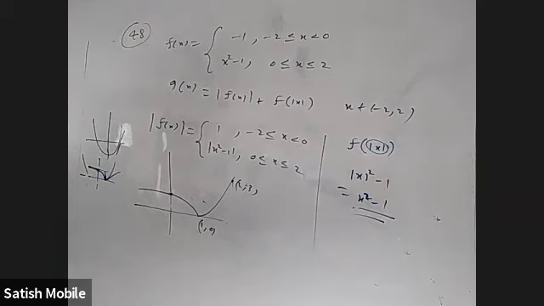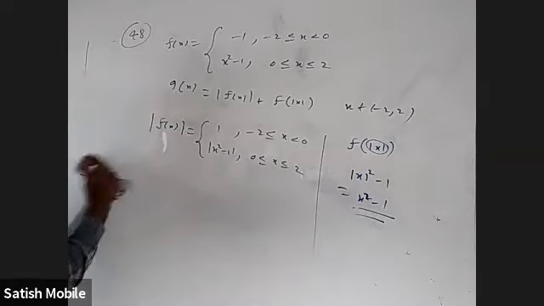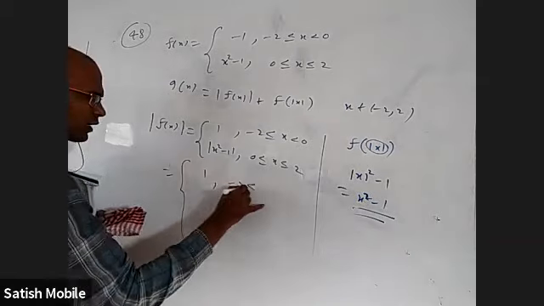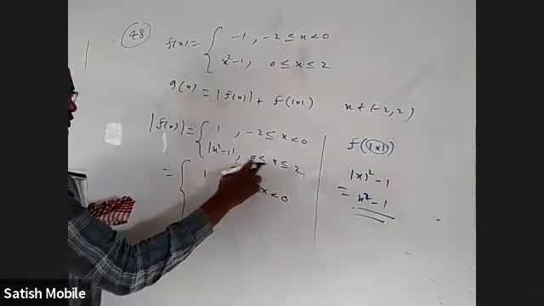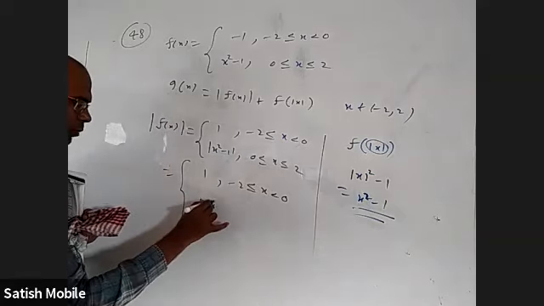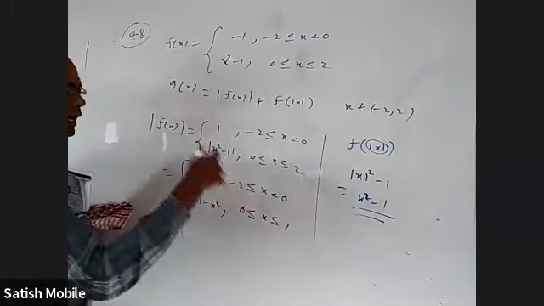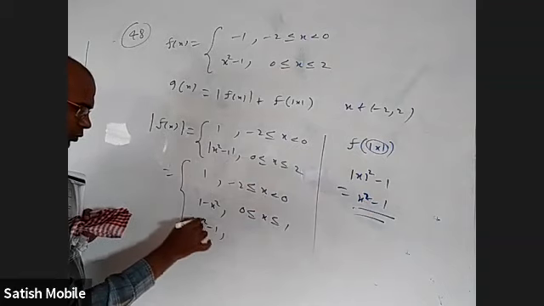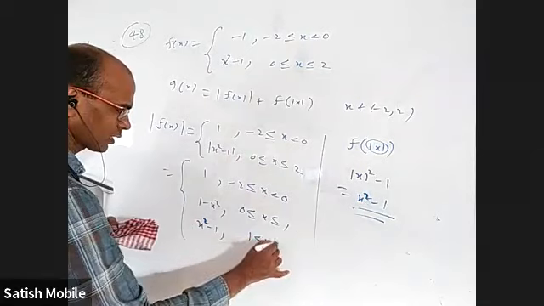Let us see, without the graph, how to do this. This is 1 when minus 2 less than or equal to x less than 0. Between 0 to 1, x square minus 1 is negative. I have to take minus of that, which is 1 minus x square, for 0 less than or equal to x less than or equal to 1. After 1, x square minus 1 is only positive. I can remove mod. I'll get x square minus 1 when x is greater than 1, that is 1 less than x less than or equal to 2.